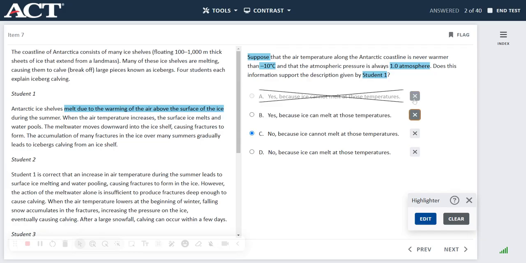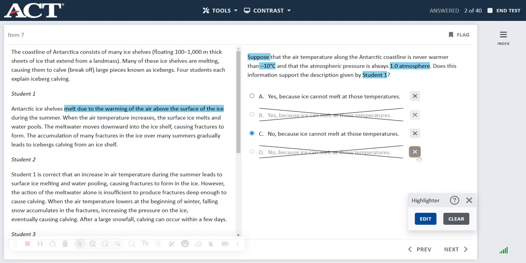Let me go back and take some of these eliminations away for a minute. If you also knew that ice cannot melt at those temperatures, right? Ice can melt, you could take that away. Ice can melt at those temperatures. It cannot melt at those temperatures, right? It will remain ice. So that's another way. You got it down to 50-50 if nothing else. So your answer is C.